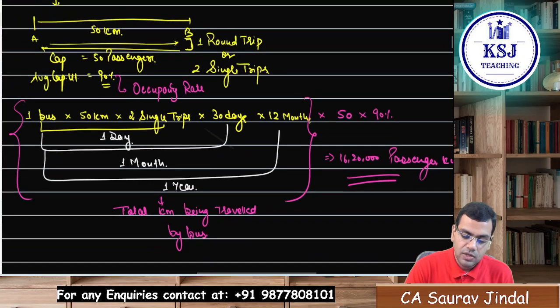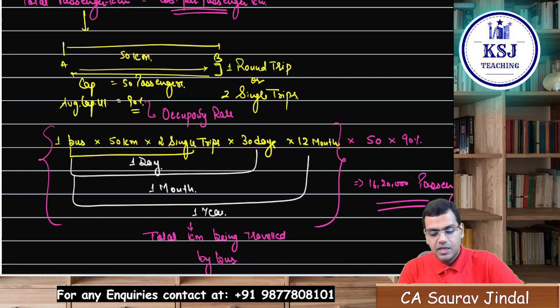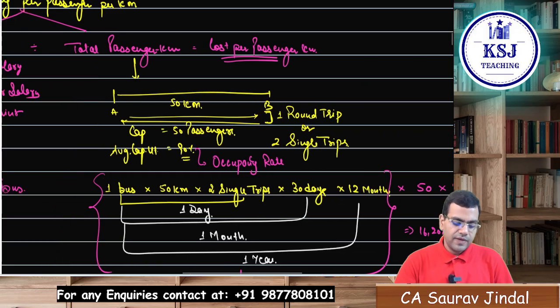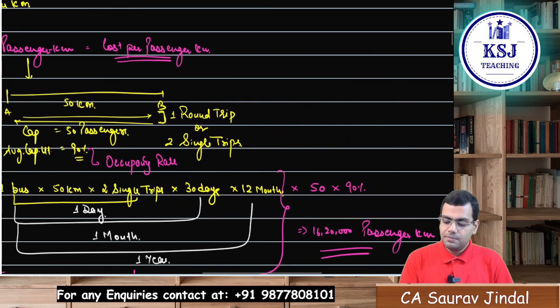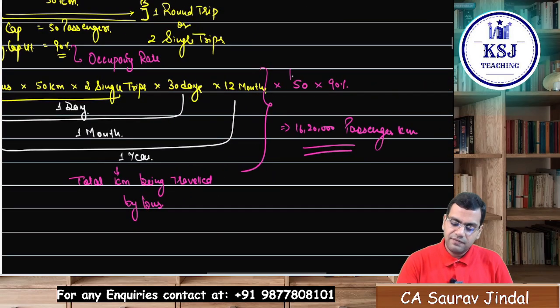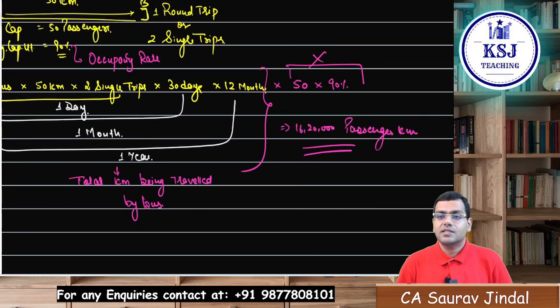So this is how the passenger kilometers are to be calculated. Clear? A simple example I have taken, a small example. Any doubts? Right, sir? So when you divide the total cost by total passenger kilometers, you will get the cost per passenger kilometer. Now, if in the question they ask you to calculate the cost per kilometer only, then this part will not be required.